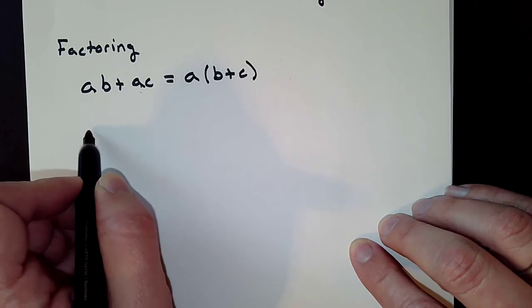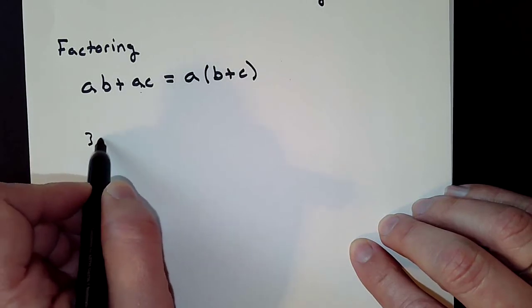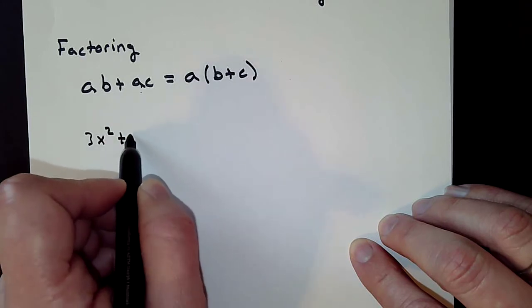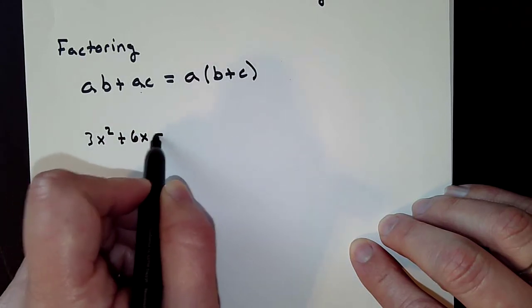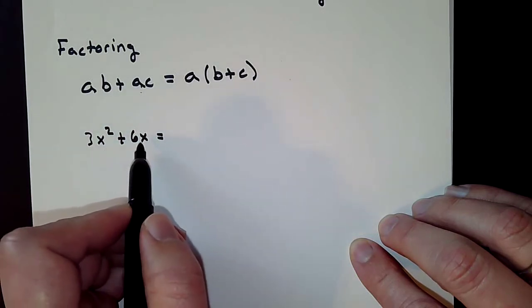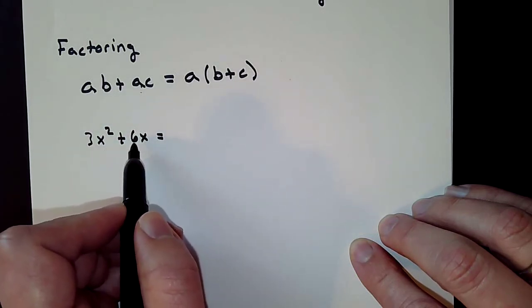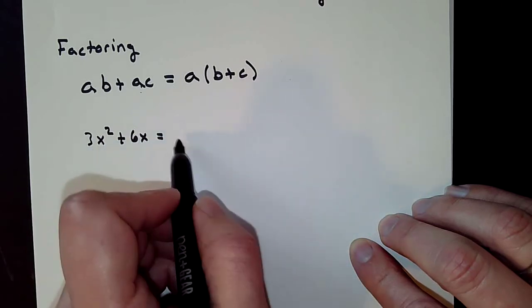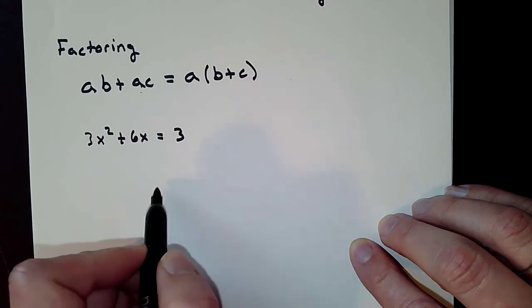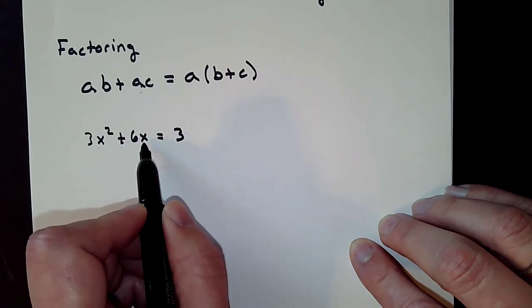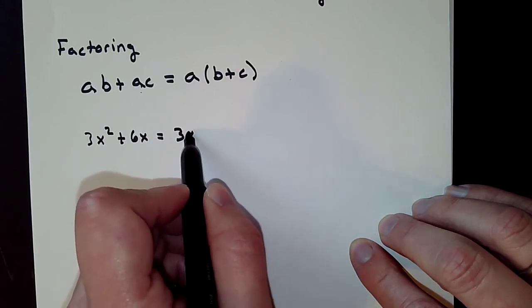Let's say we have 3x squared plus 6x. I notice that both of these terms are divisible by 3. So I'm going to factor out a 3. I see that both terms also have an x. So I'm going to factor out an x.